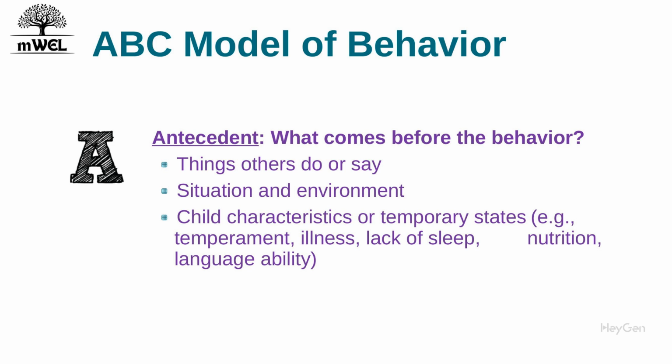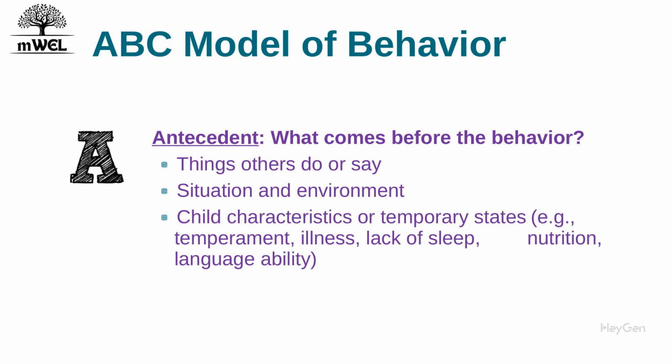A is the antecedent. An antecedent is what comes before a behavior. An antecedent could be things others do or say. For example, a criticism from a teacher or a set of rules from an authority figure can be the antecedent. Criticism and unrealistic rules can make a child feel frustrated. An antecedent could also be a situation or environment. For example, financial challenges at home or a bullying situation in school can influence a child's actions, behaviors.